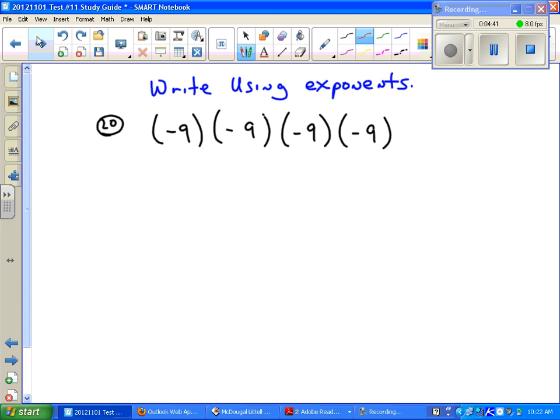Number 20, we're writing using exponents. Negative 9 is represented 4 times here. It's multiplying by itself, so negative 9 with parentheses to the 4th power.